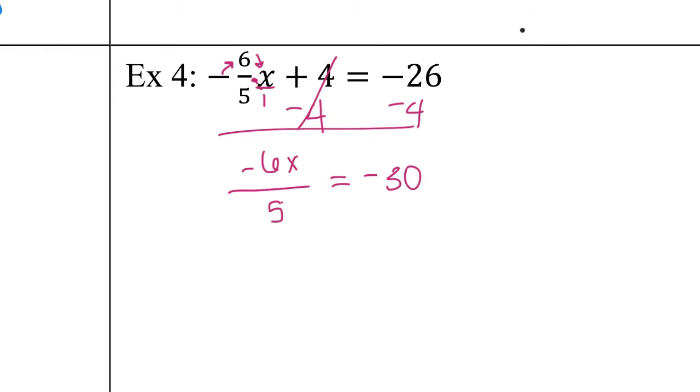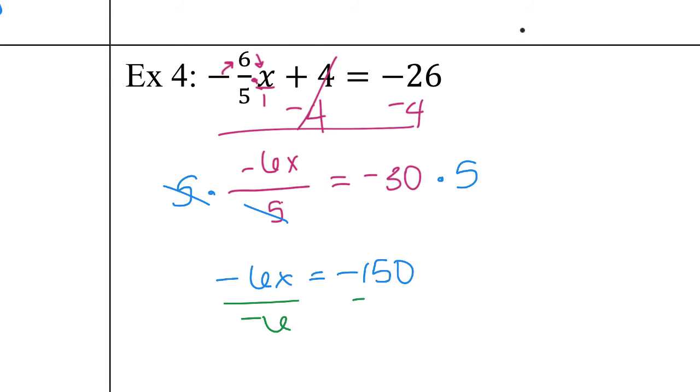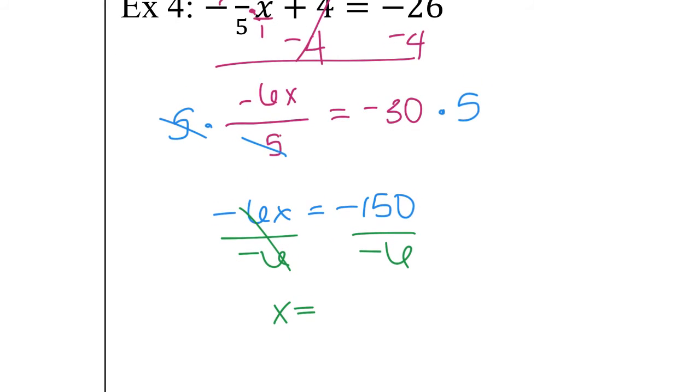Now I have to get rid of this division before I can get to the numerator. So I can't get to here until I get rid of division by 5. So to get rid of division by 5, I'm going to multiply by 5 on both sides of the equation. So negative 6x equals negative 150. Now I can get rid of the negative 6 by dividing. Negative 150 divided by negative 6 makes a positive 25.